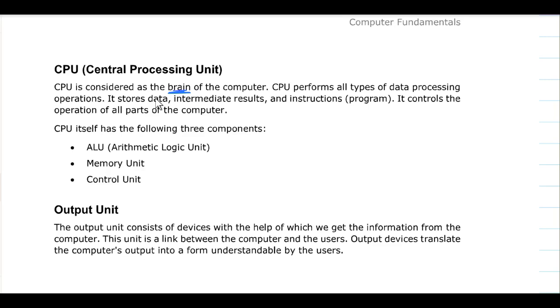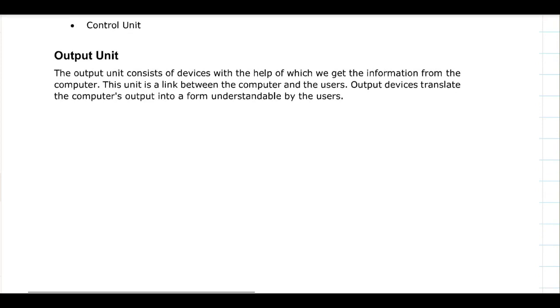and the control unit. Now, last but not least is the output unit, and the output unit consists of devices with the help of which we get the information from the computer. This unit is a link between the computer and the users. Output devices translate the computer's output into a form that is understandable by the users.